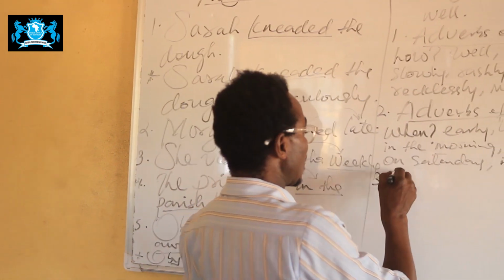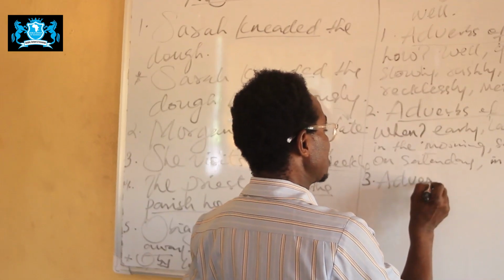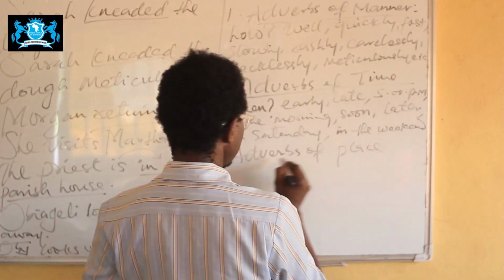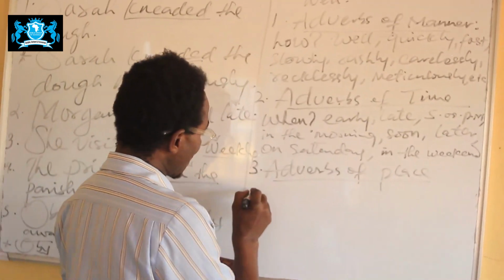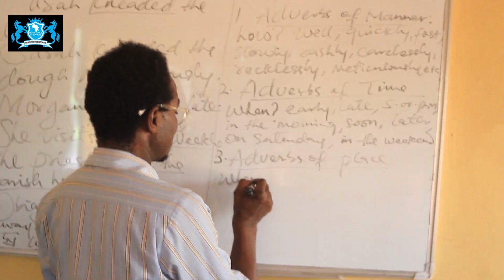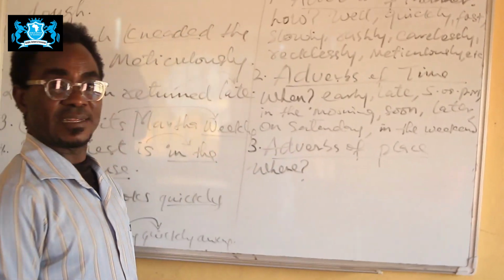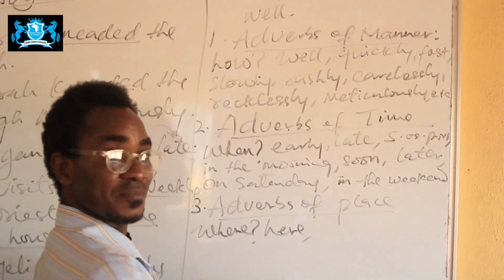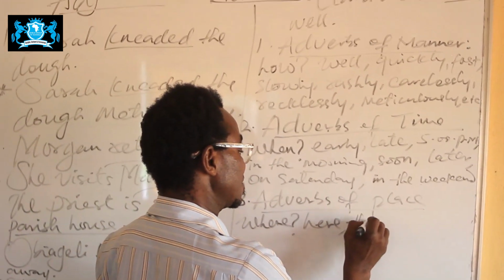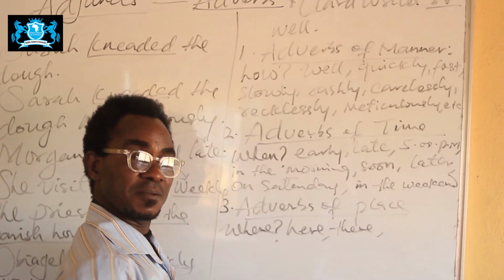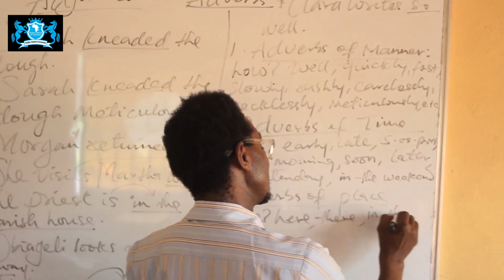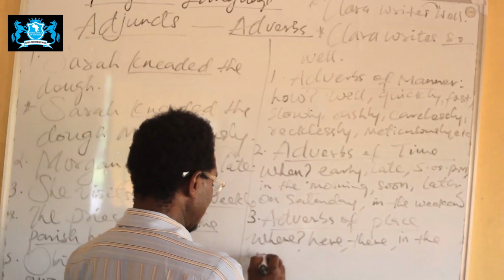There are also adverbs of place, which answers the question where. In other words, where did it happen? Did it happen here? Or did it happen there? Did it happen in the kitchen?